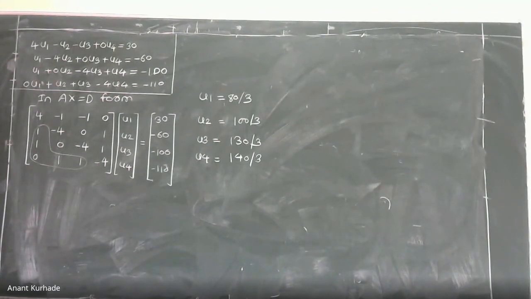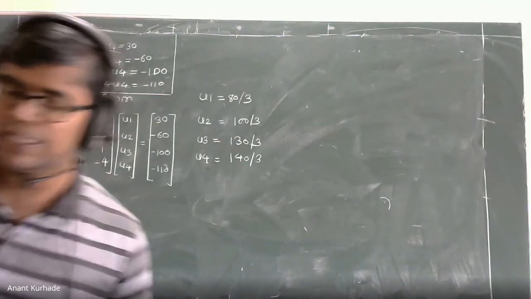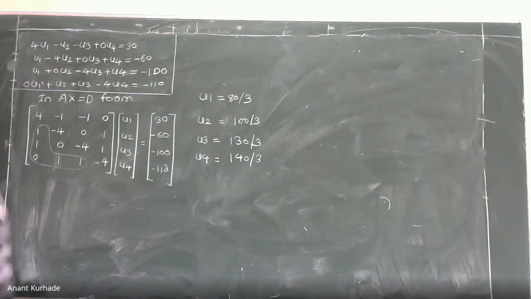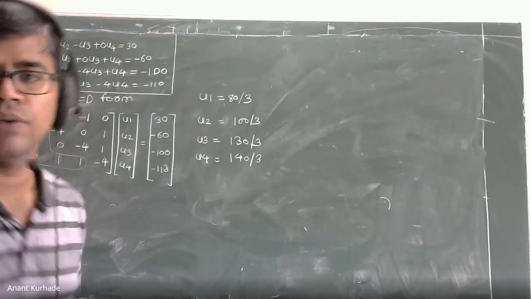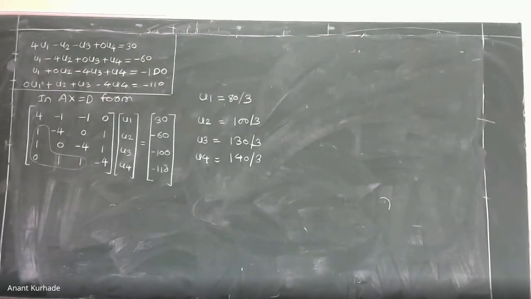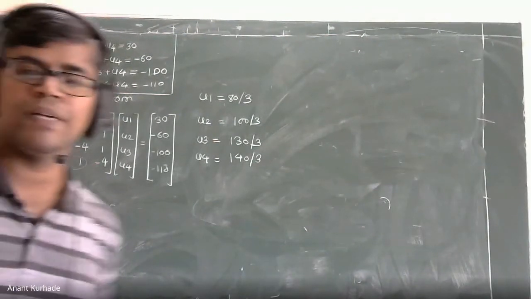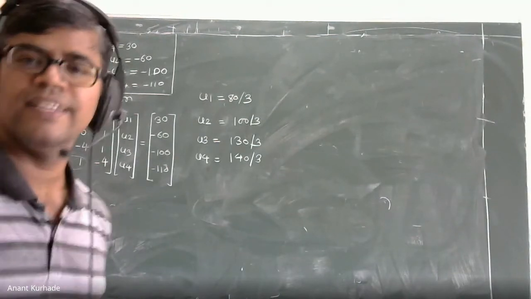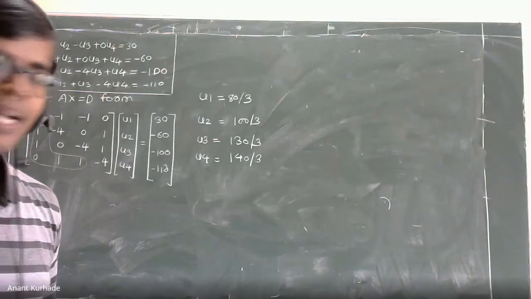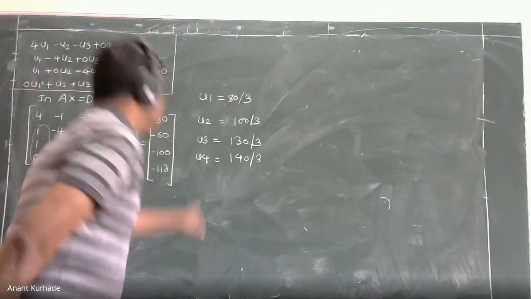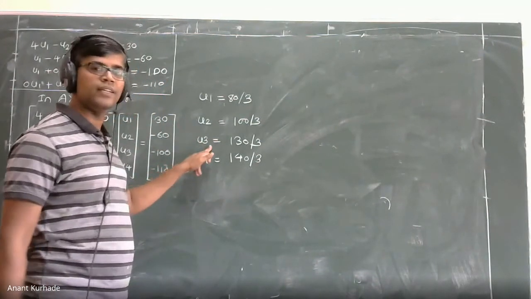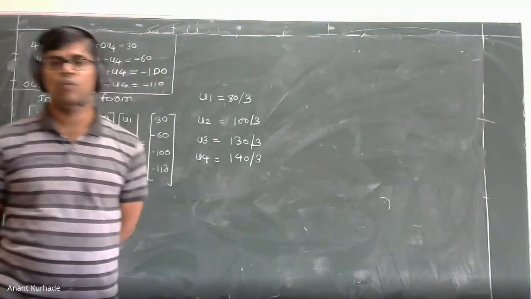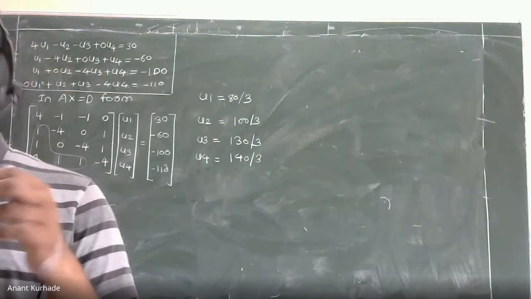Can you solve this? Can you find these values? We have to perform row operations for converting this matrix into upper triangular form. Once you convert this into upper triangular form, we have to apply backward substitution, which means we get U4 first, then U3, then U2, and then U1. It is so simple, very, very simple.